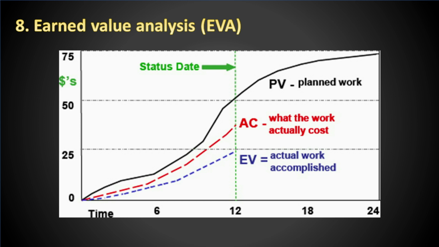Earned value analysis, EVA. Earned value analysis is a technique using three main project constraints: scope, schedule, and cost, to have a single measure of project performance. In the context of earned value management, the combination of approved scope, schedule, and cost to give a measure of project progress is called the Performance Measurement Baseline, PMB.